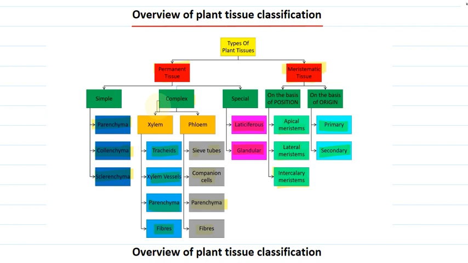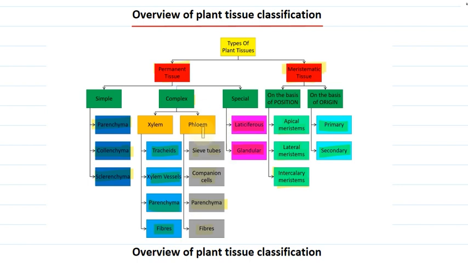Then the complex permanent tissues are further classified into two types, xylem and phloem. Xylem is the water conducting tissue. It helps in conduction of water and minerals from the roots to all other parts of the plant. There are four elements of xylem: xylem tracheids, xylem vessels, xylem parenchyma and xylem fibers. Tracheids and vessels are the main conducting elements. Xylem parenchyma helps in storage and lateral conduction of water, whereas xylem fibers support the tissues.